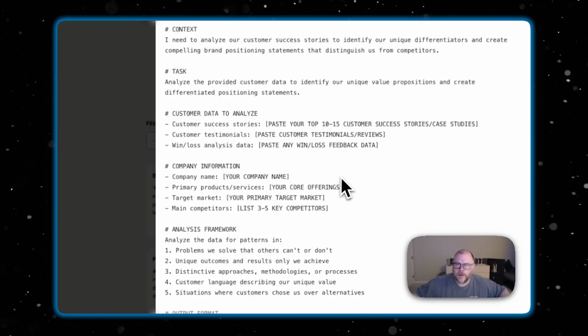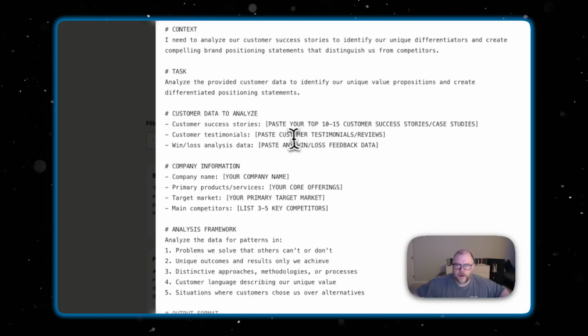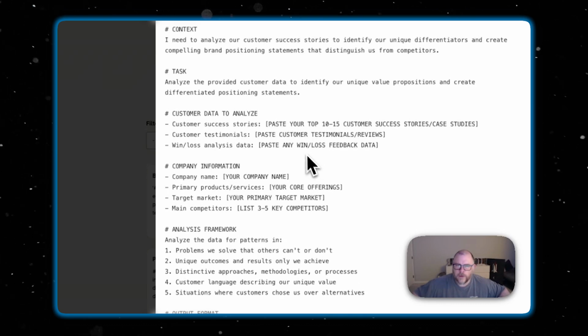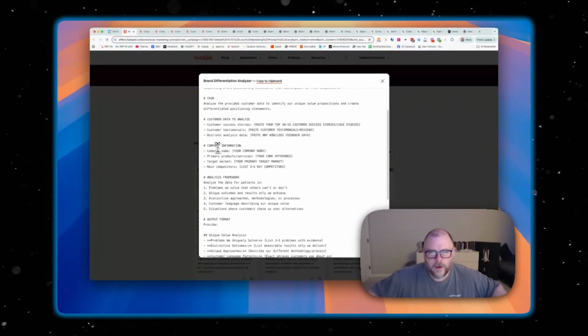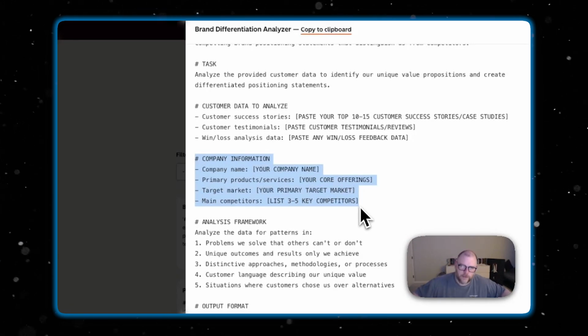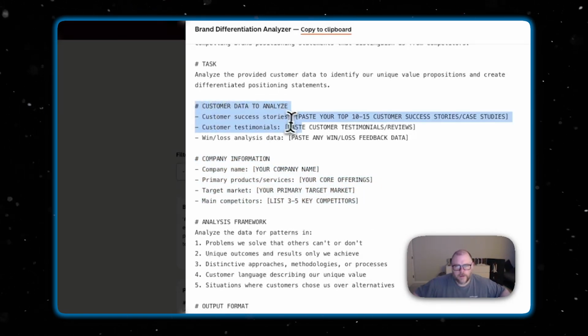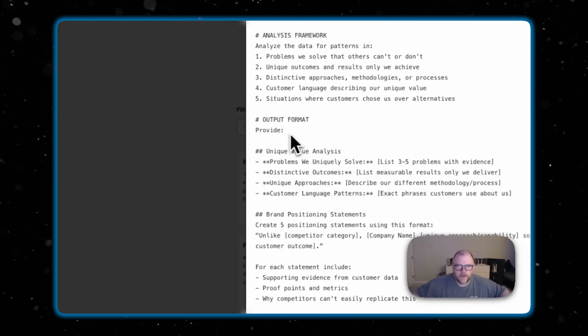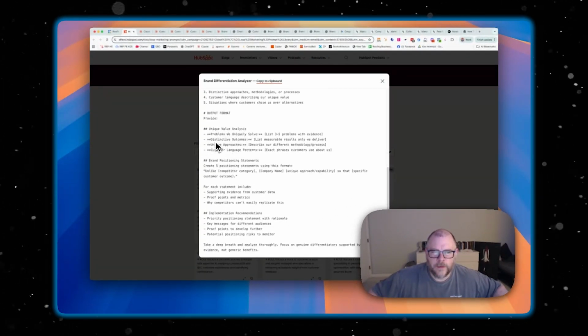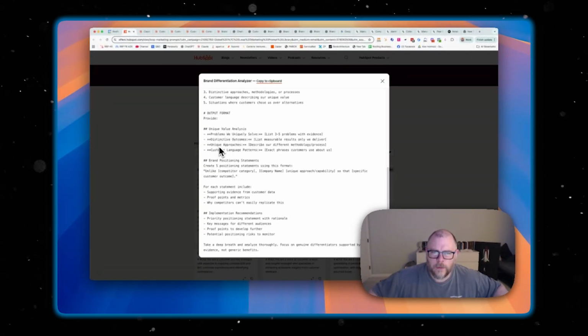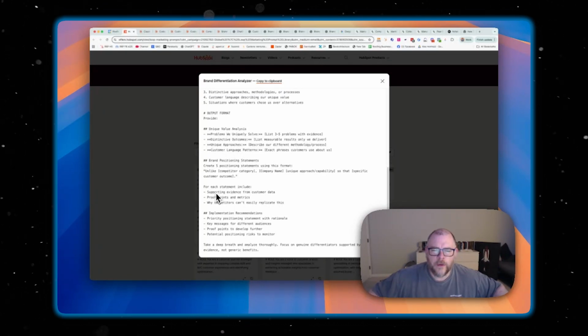So paste your top 10 to 15 customer success stories and case studies, paste your customer testimonials and reviews, paste any win-loss feedback data, and then a little bit about your company. Okay, so you have to tell it about your company, so that's some work, and you have to get all this, and then you hope to get this output, right? So it gives it an analysis framework. It says the output is due to unique value analysis, problems we uniquely solve, distinctive outcomes, unique approaches, customer language patterns, proof points, and metrics.